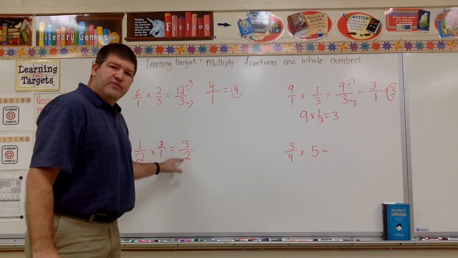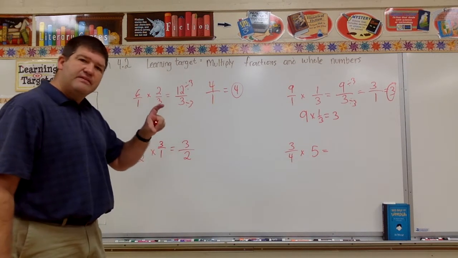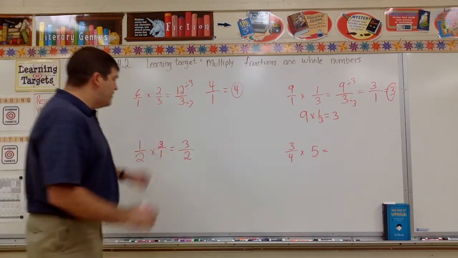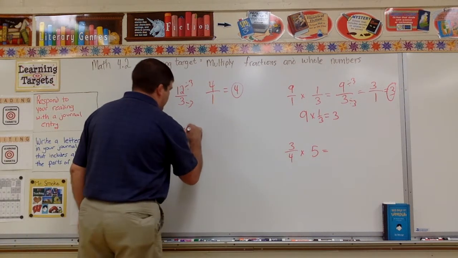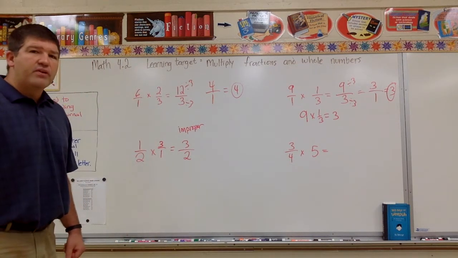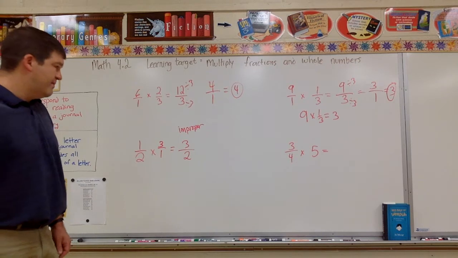No number goes into each of these, so it's in its simplest. I can't reduce it at all. But I have an improper fraction, and when I have an improper, I want to change that to a mixed number.